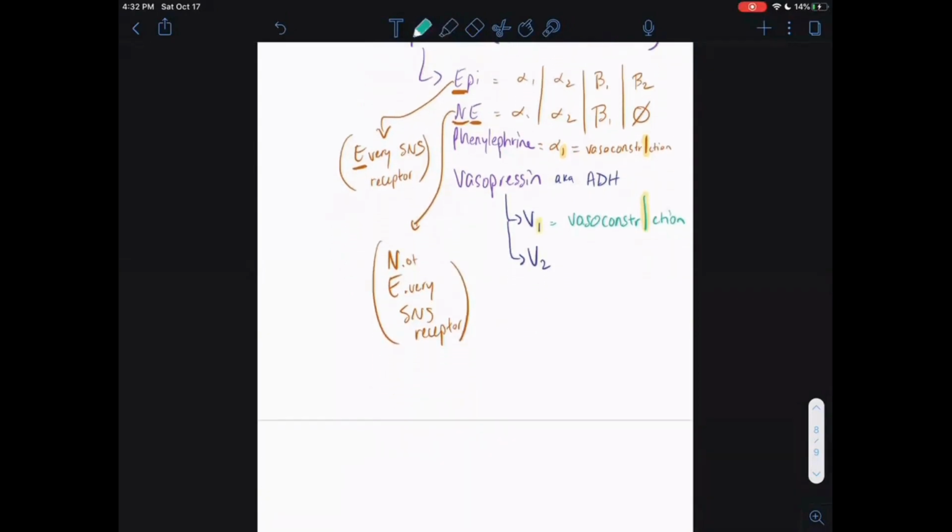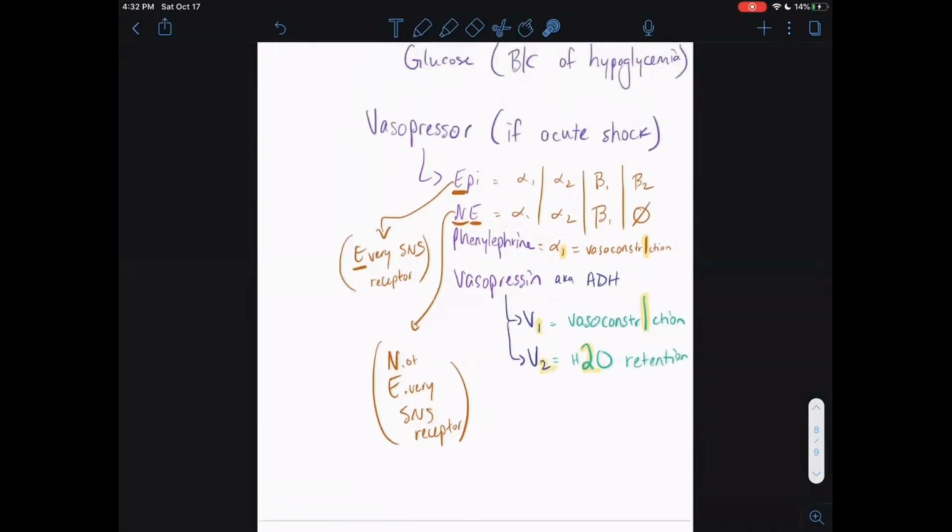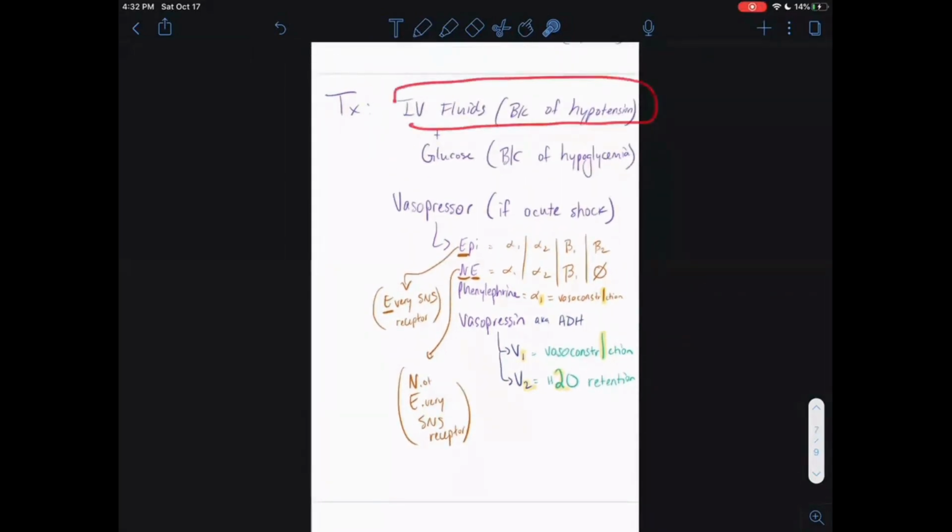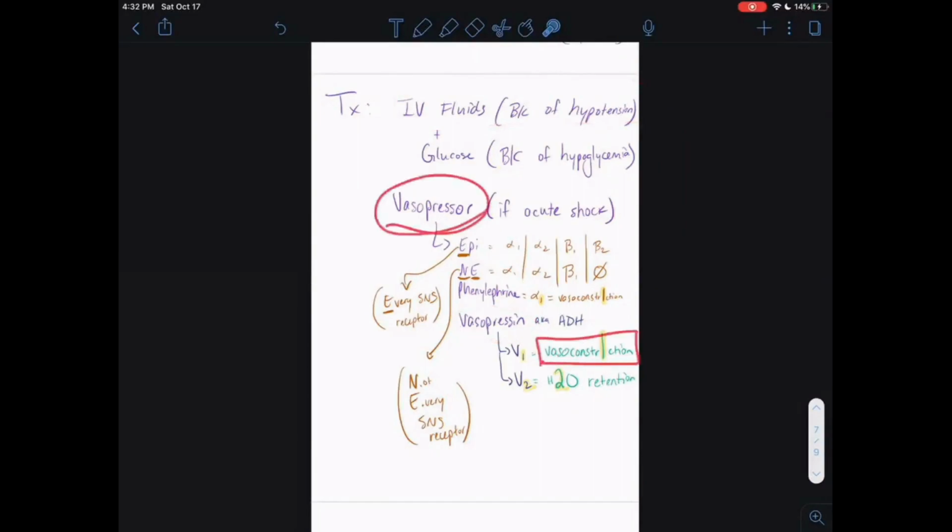And then for V2, the 2 stands for H2O retention. So V2 causes water retention. You have to know what each specific receptor causes. If it binds to V1, it causes vasoconstriction. If it binds to V2, it causes water retention. Well, remember we said patients with Addison's disease need IV fluids because they're hypotensive, and they also need a vasopressor. So to me, vasopressin seems like a pretty good bet because it's causing vasoconstriction to ramp up your blood pressure. It's also causing water retention, which they need because they're hypotensive and fluid depleted.